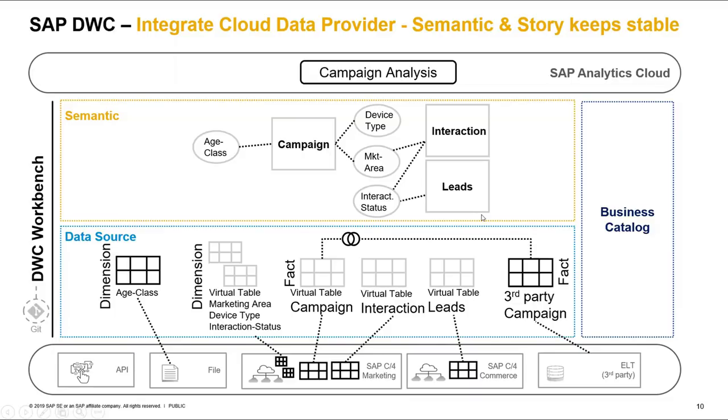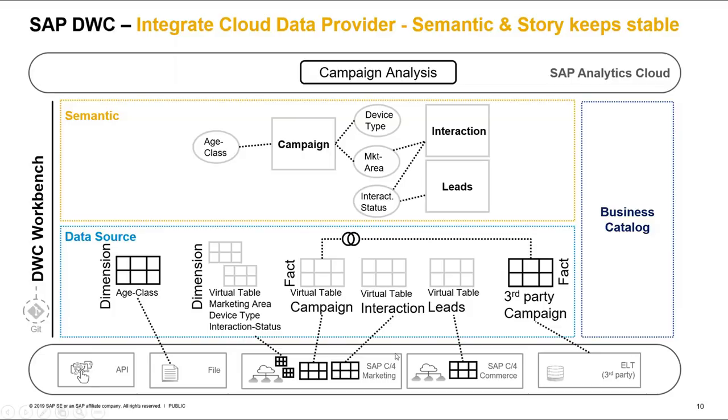Once the new channel campaigns have been integrated into the C4 marketing environment, of course, it's possible to adjust the mapping and remove the union or the join later on to get rid of this fact table, as the additional campaigns will be integrated pretty soon into the C4 marketing environment.